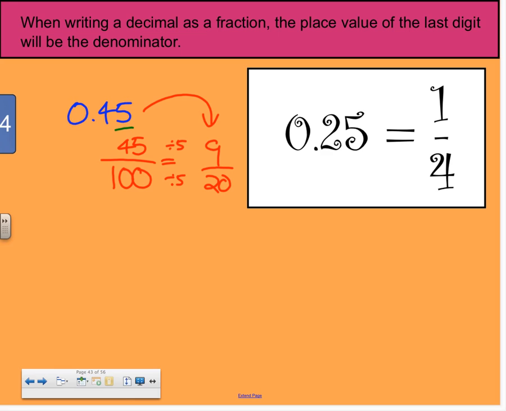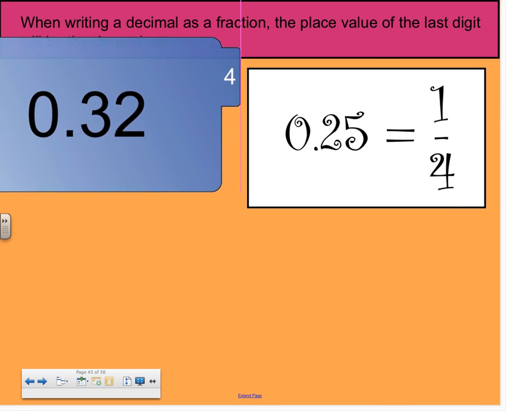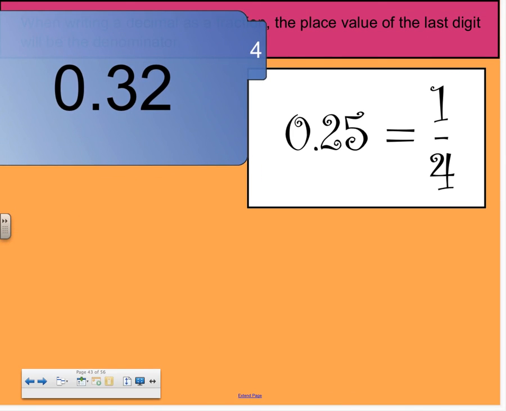Okay? Let's do one more example. 0.32. So this is similar in that, what is the place value of the last digit? Still hundredths. So how am I going to rewrite this? Very good. 100 on the bottom, 32, and then I can simplify from there.